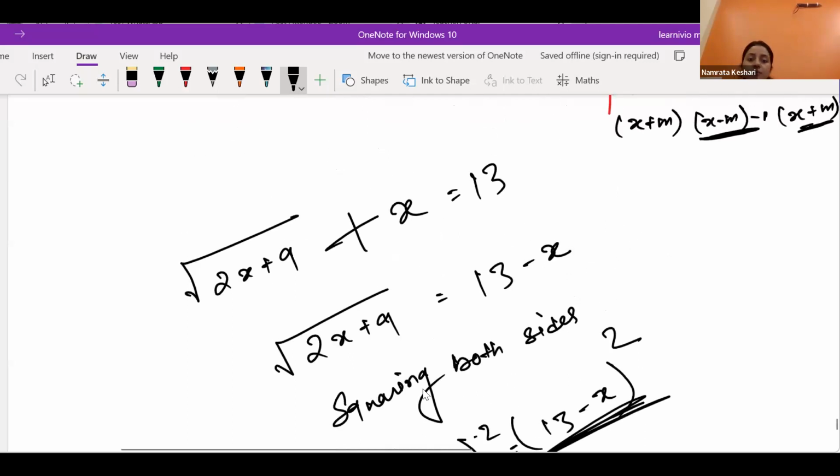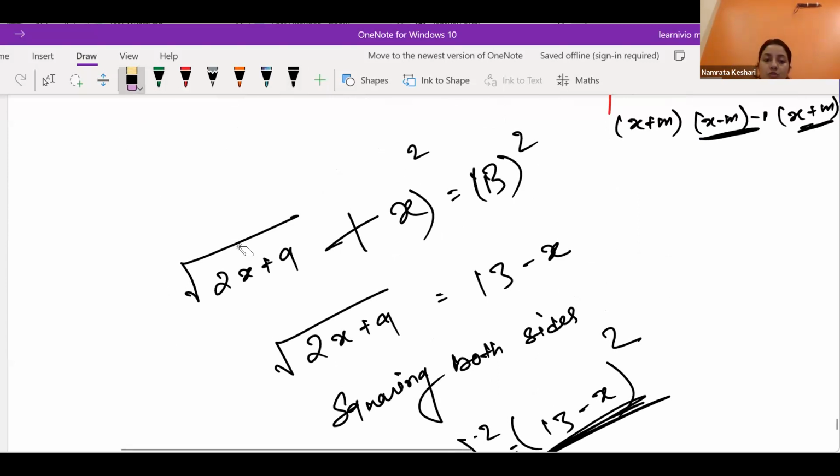Now one suggestion I would add over here: whenever you have a square root term and it just says to solve for x, solve for y, whatever, try keeping the square root term on one side only. Because if you do squaring on both sides here, it will just create confusion. Think about it. Square root 2x plus 9 is there.